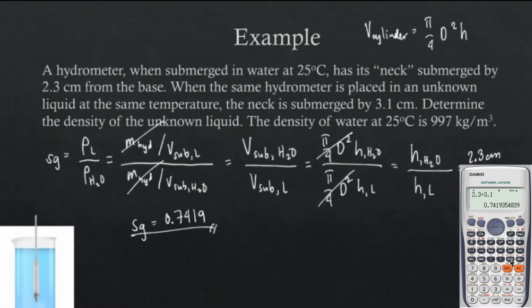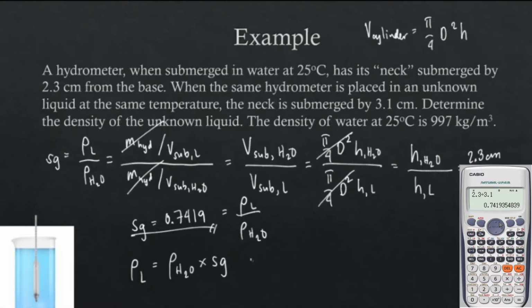This value of the specific gravity is actually the reading of the hydrometer. The hydrometer is simply comparing the density of water to the density of the unknown liquid. If we go back to our definition of the specific gravity, this is the density of the unknown liquid over the density of water. So to get the density of the unknown liquid, it's simply the density of water multiplied by the specific gravity.